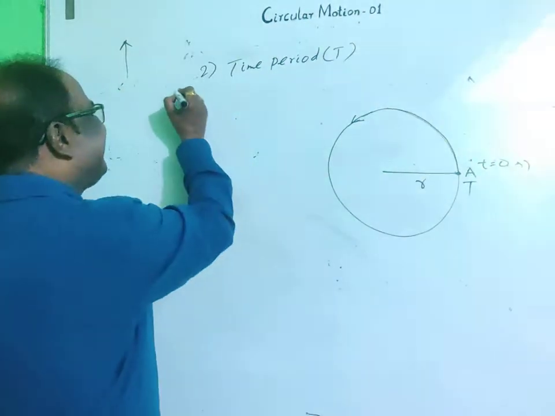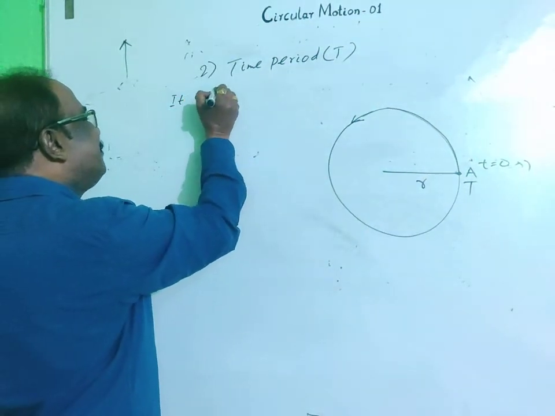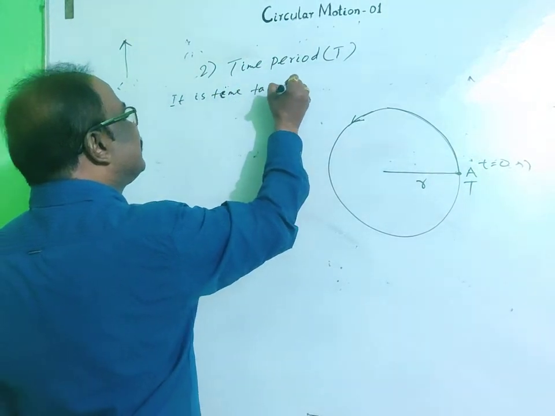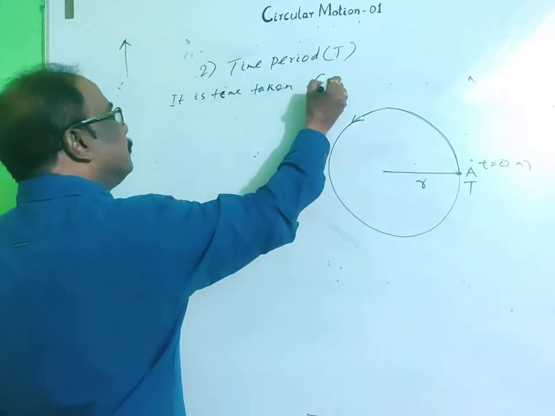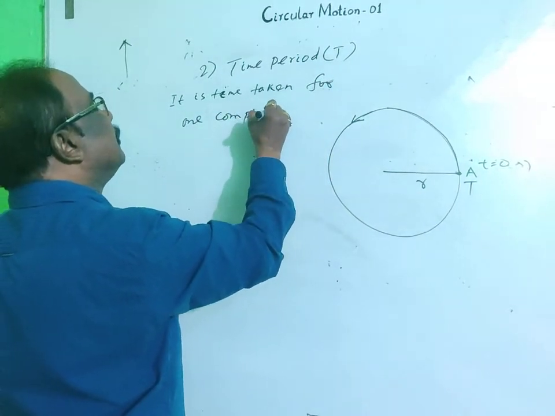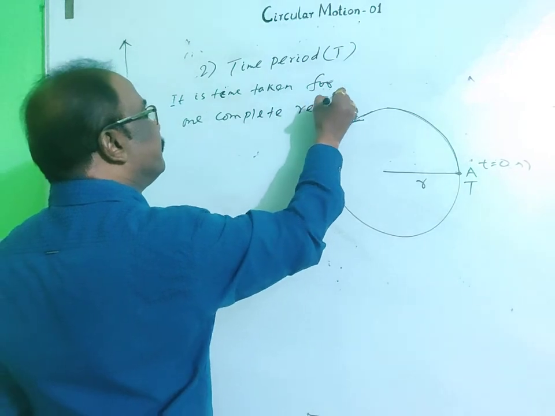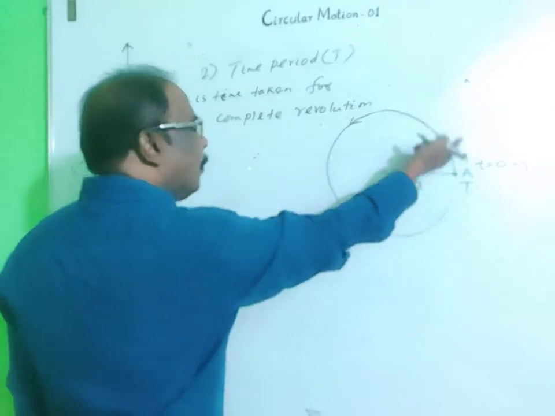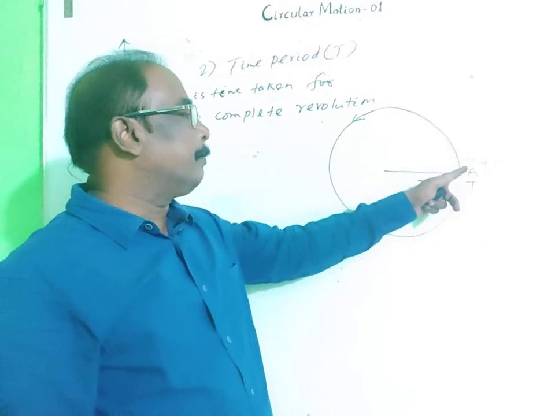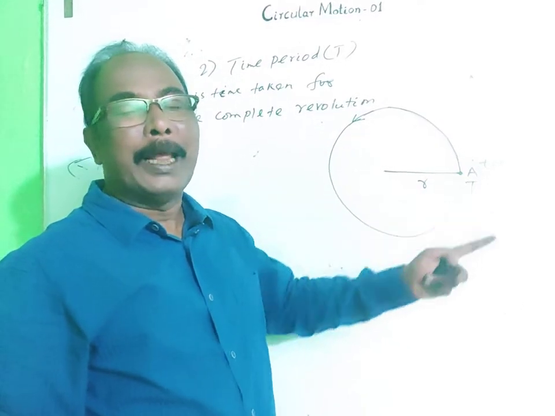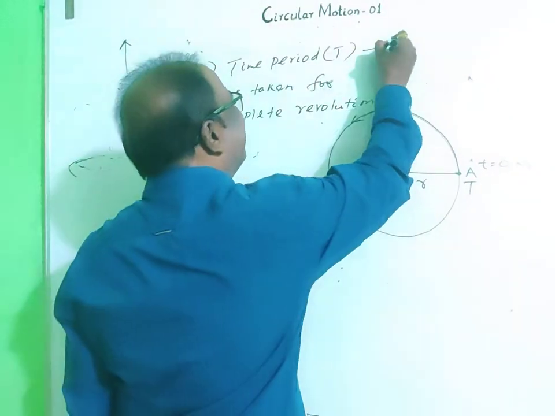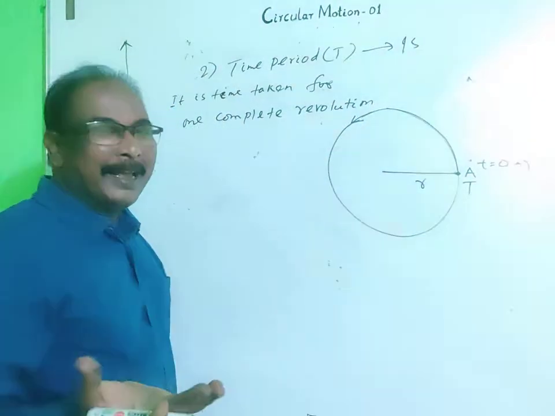So what is time period? It is the time taken for one complete revolution. Time taken for one complete revolution means time taken from 0 to T. So time taken is T. T is the time period. Obviously the unit of time period is second. The unit of time is second.